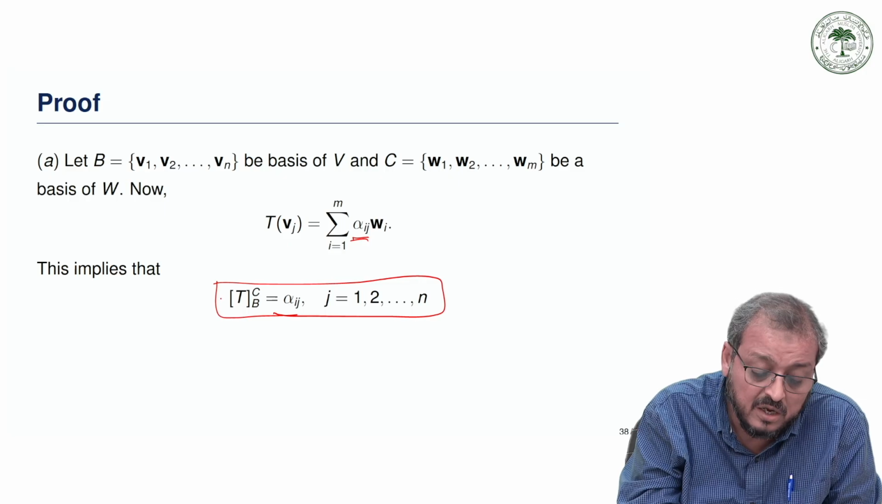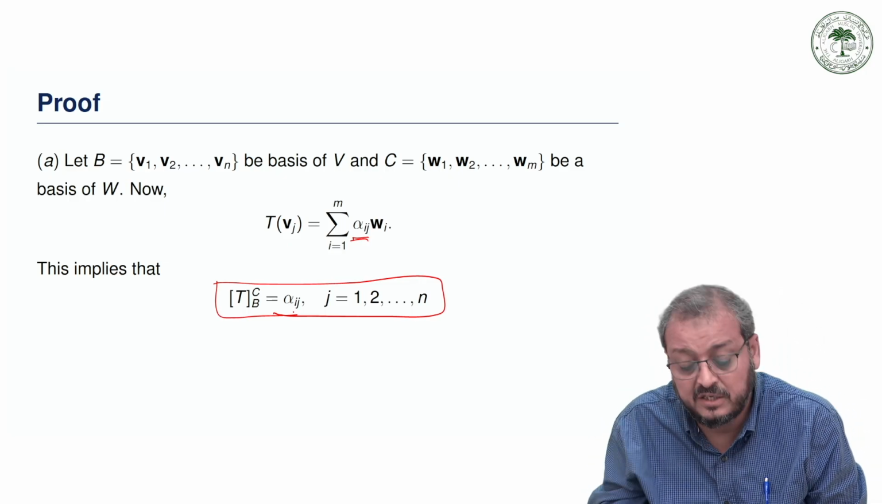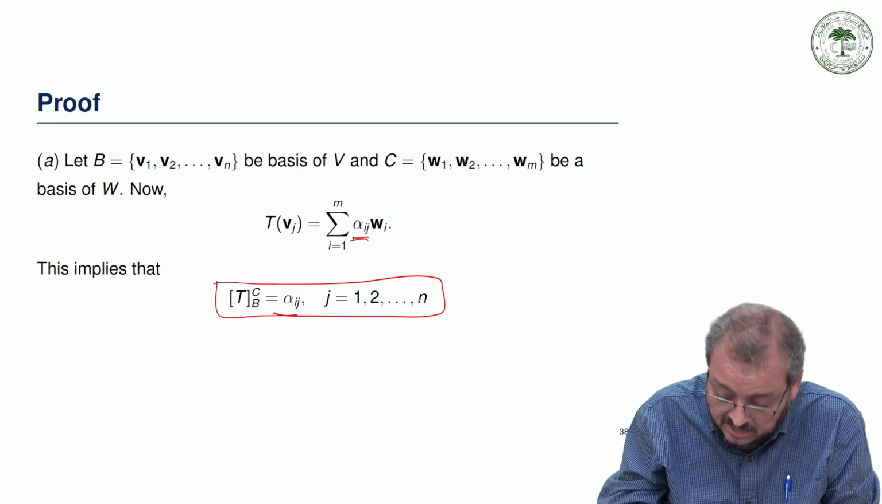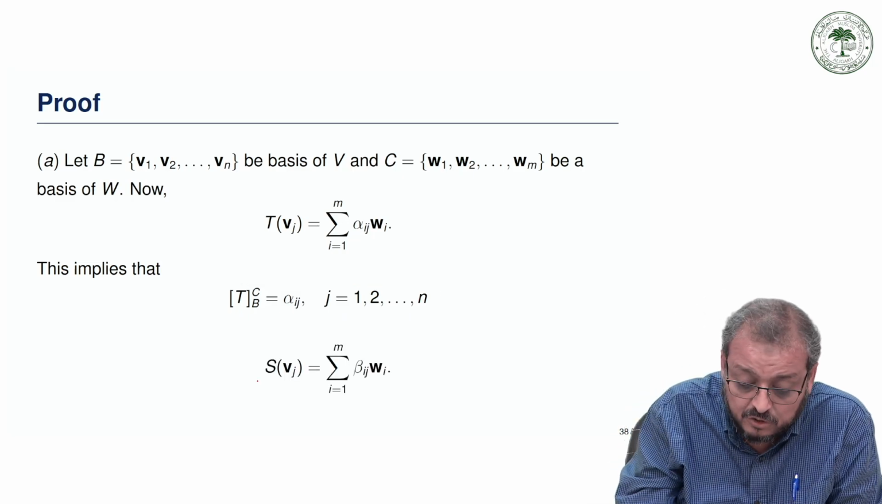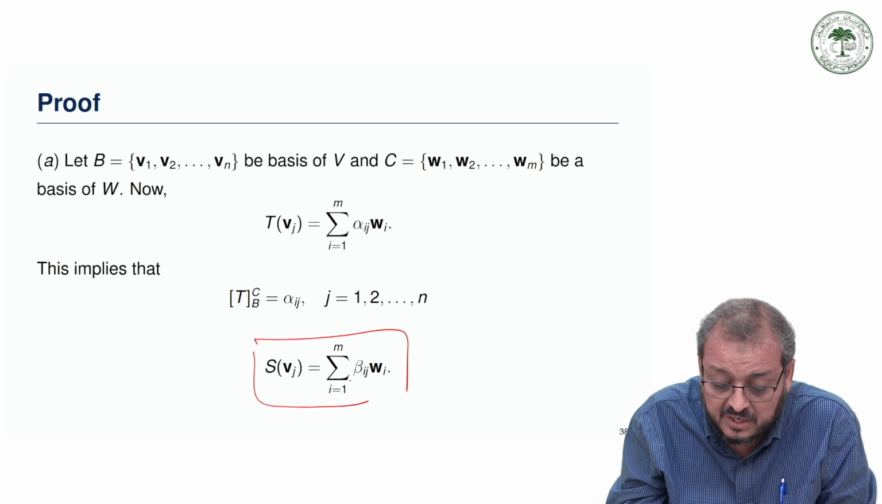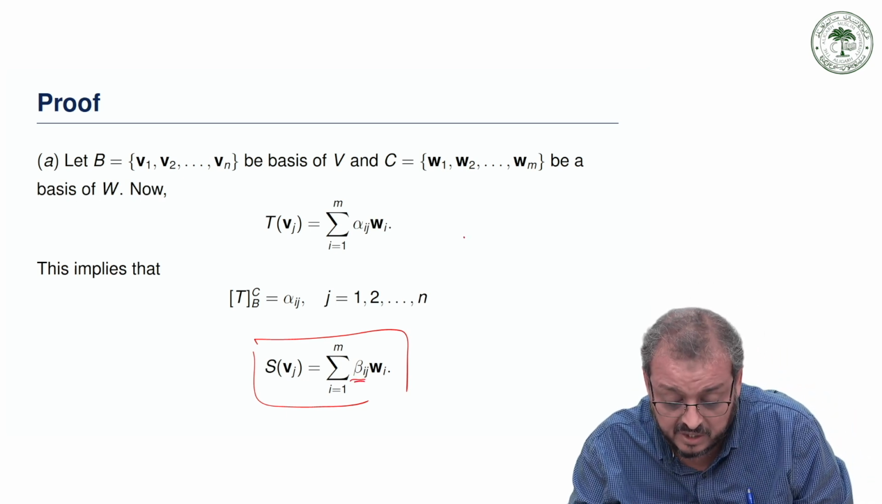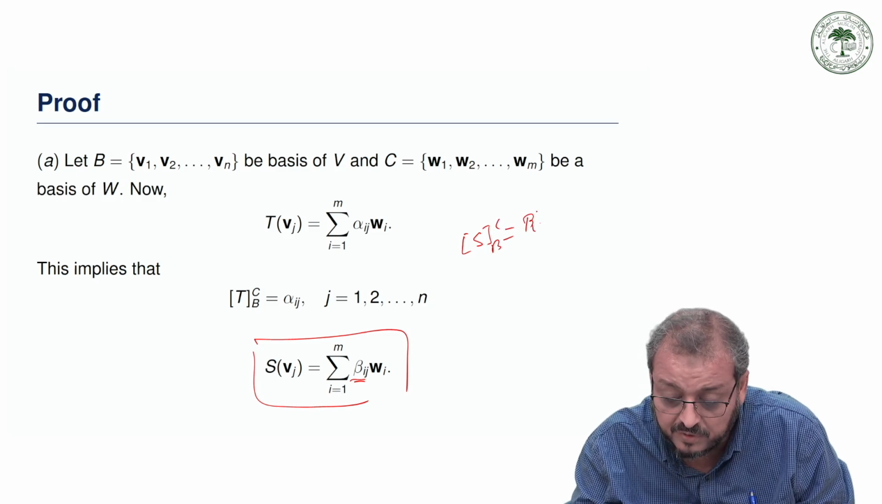So T is of the form alpha ij, where j can be written from 1 to n. In a similar fashion, we calculate S of Vj. S of Vj can be written with another scalar, beta ij. So in a similar fashion, S with respect to the bases B and C is equal to beta ij.